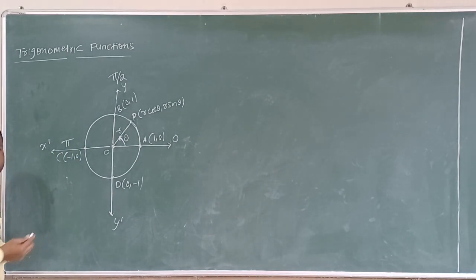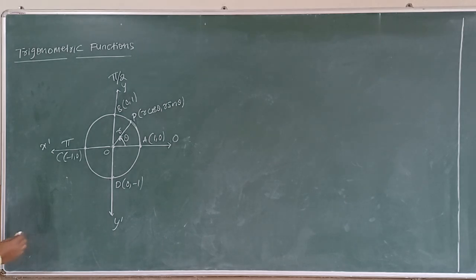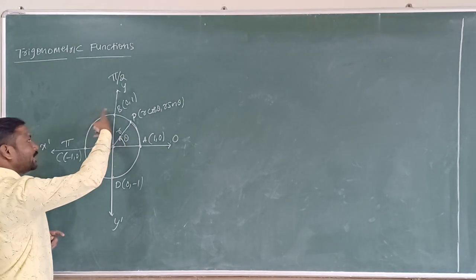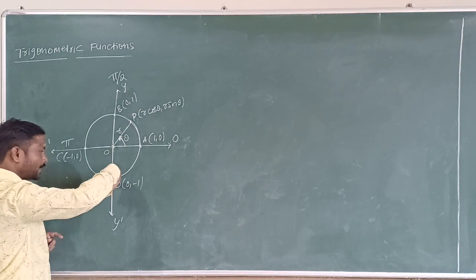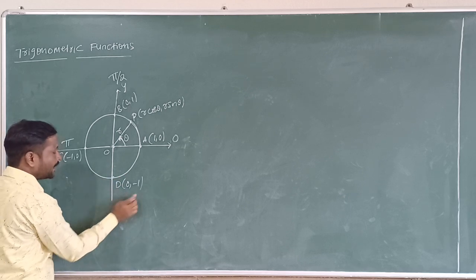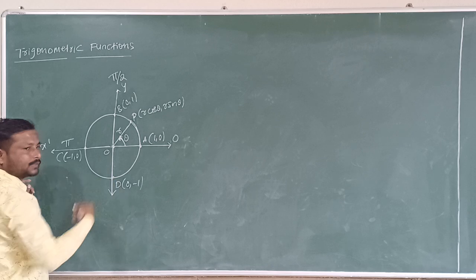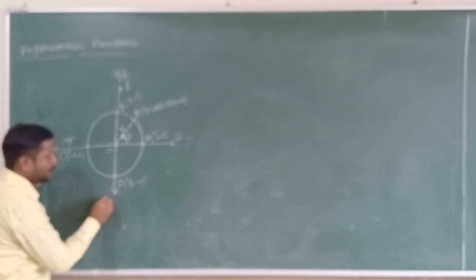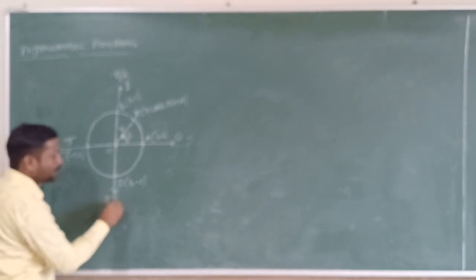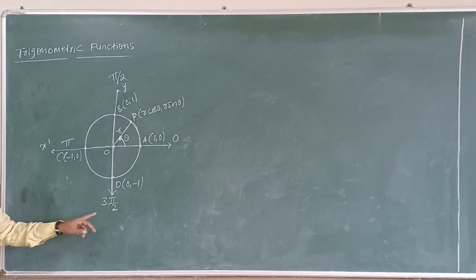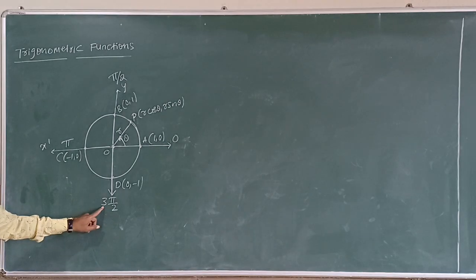Pi radians, right? Next, the OP revolving line is on point D, then it becomes how many degrees? 270 degrees. 270 degrees in radians is 3 pi by 2 radians. Pi by 2 means 90, and three times that is 270 degrees, right?